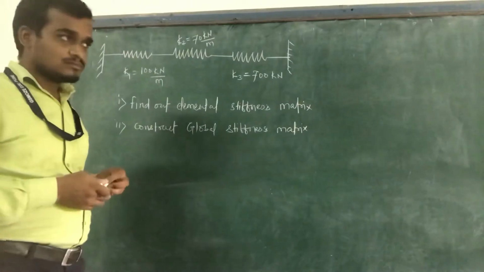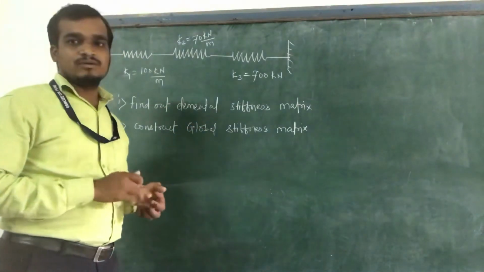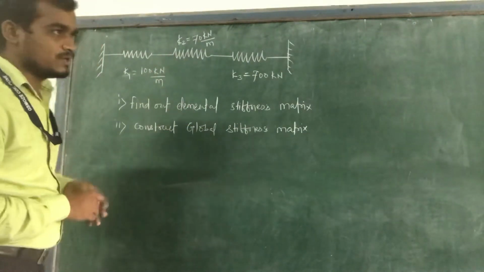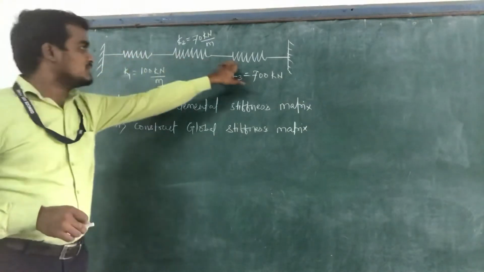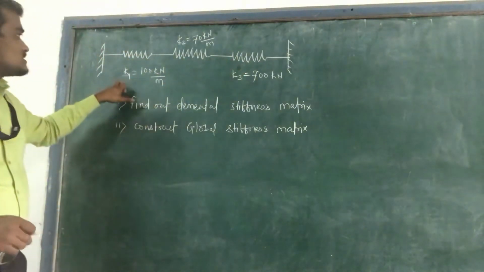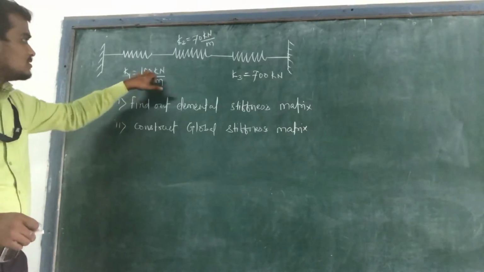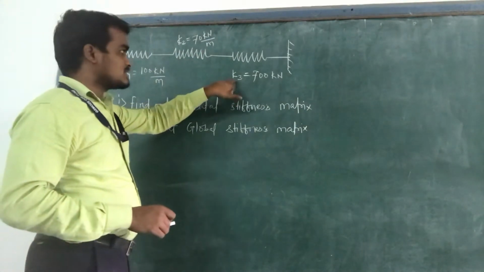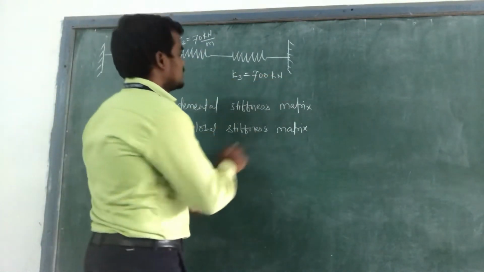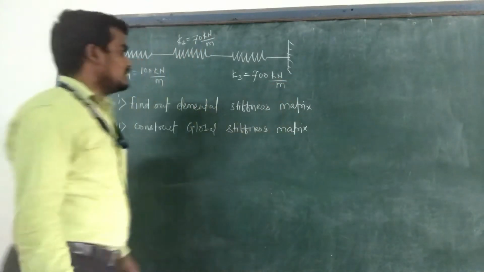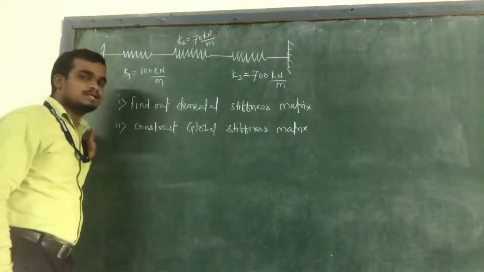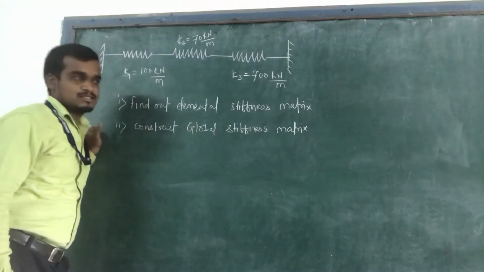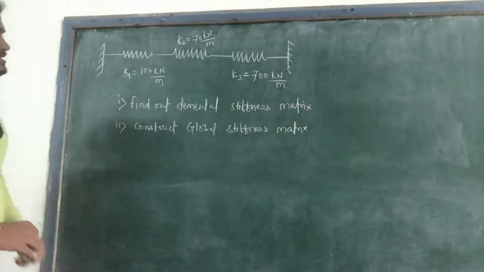In the previous lecture I gave you one homework: to construct a global stiffness matrix for the given example. The given example is a system of three springs. For the first spring, the constant K1 is 100 kN per meter. For the second, K2 is 70 kN per meter, and for the third spring the stiffness K3 is 700 kN per meter. The question was to find the elemental stiffness matrices and then construct the global stiffness matrix. So we will solve this example.